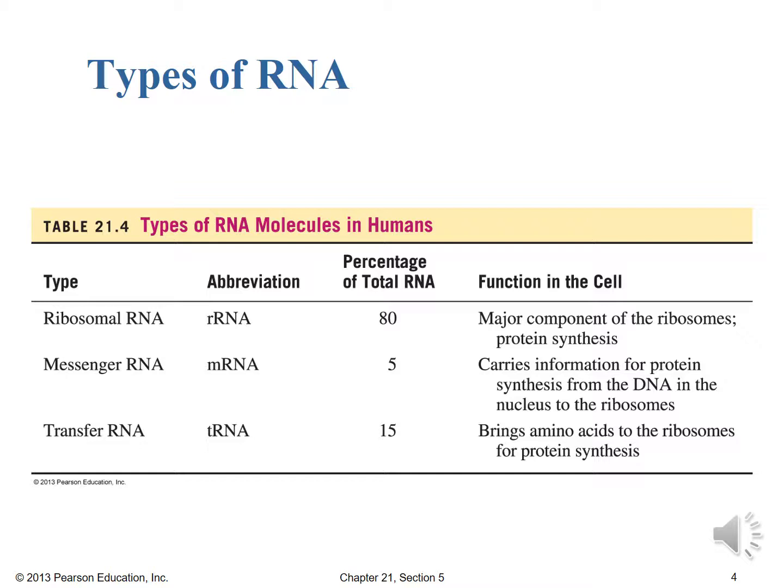So here we look at Table 21.4, which gives the types of RNA molecules and their percentage in humans. We mentioned that the ribosomal RNA is the most abundant, and it's quite abundant there at 80%, and it's our major component of the ribosomes, which are the site of protein synthesis. The messenger RNA is present in the smallest amount of these three, about 5% of the total RNA. And that's the one that carries the information for protein synthesis from the DNA, where it's originally coded for in a nice stable long-term storage type mechanism in the nucleus, out to the ribosomes. And then finally the transfer RNA, which makes up the remaining 15% or so, brings the amino acids to the ribosomes for protein synthesis to make those polypeptides or polyamide bonds.